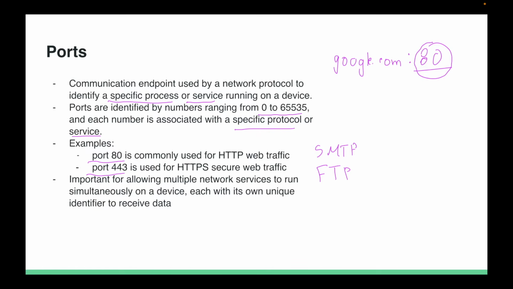Now, this allows multiple network services to run simultaneously on a device. So that means that a server can be receiving emails, receiving files, and receiving HTTP requests at the same time because they're each happening on different ports. So you may or may not see it. I have seen questions about ports, so this is just so you know what it is or don't get thrown off when you see a colon followed by a number after a URL.